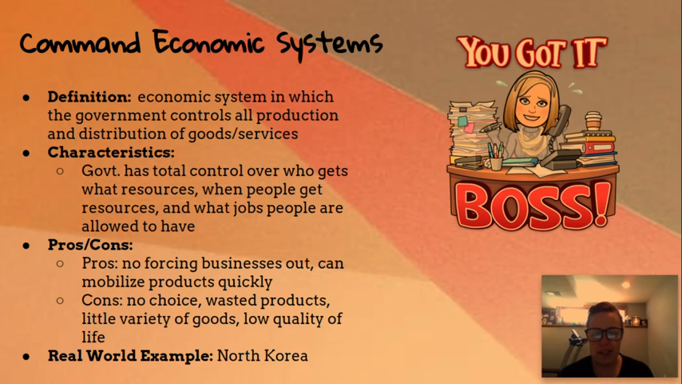A real world example would be North Korea today. There are lots of dictatorships, but that's usually the one most people know about. Russia used to be a command economy and still in some ways is. China is a command economy as well. So those are some good real world examples.